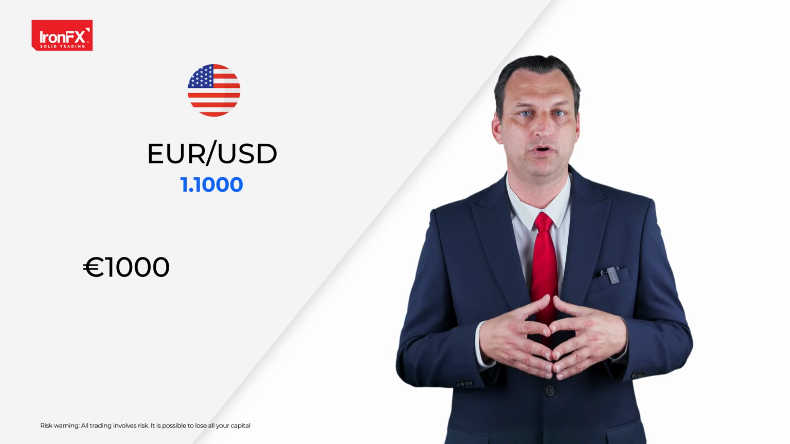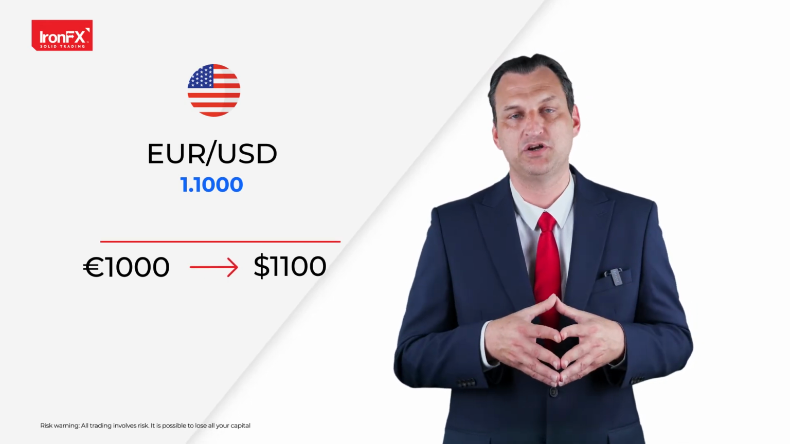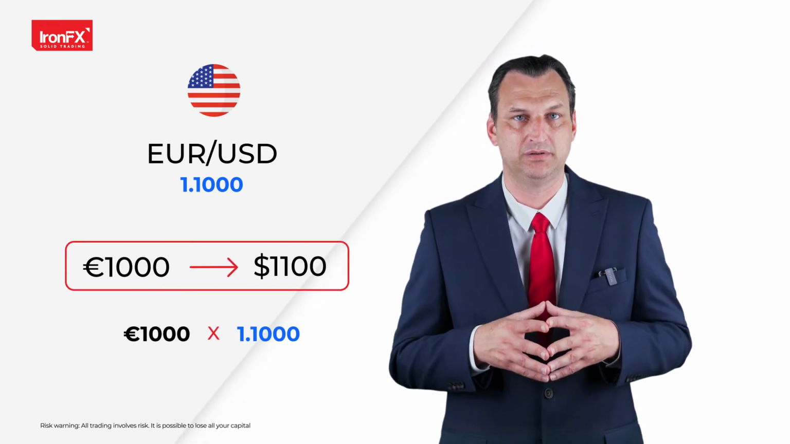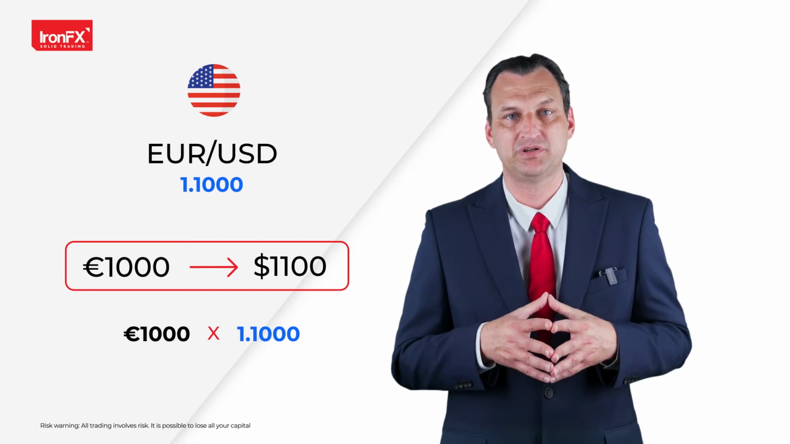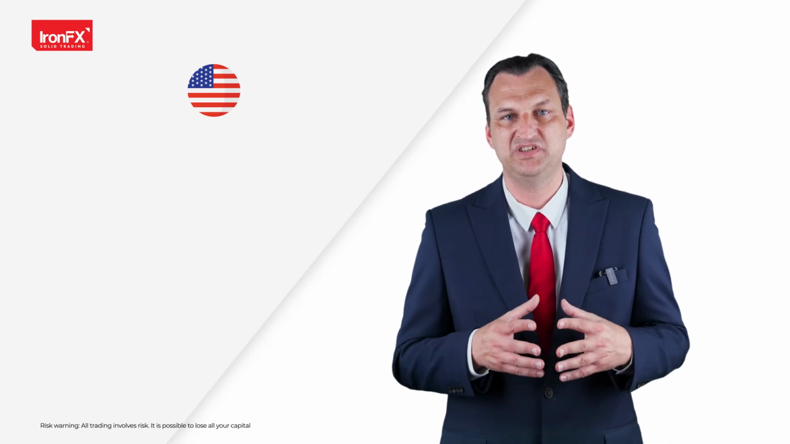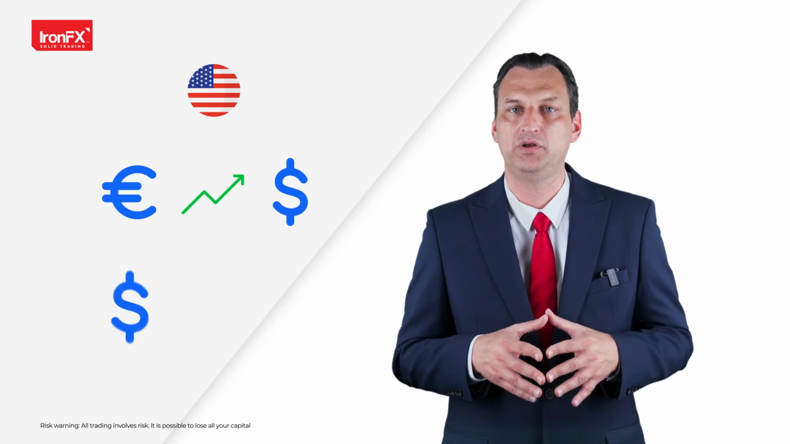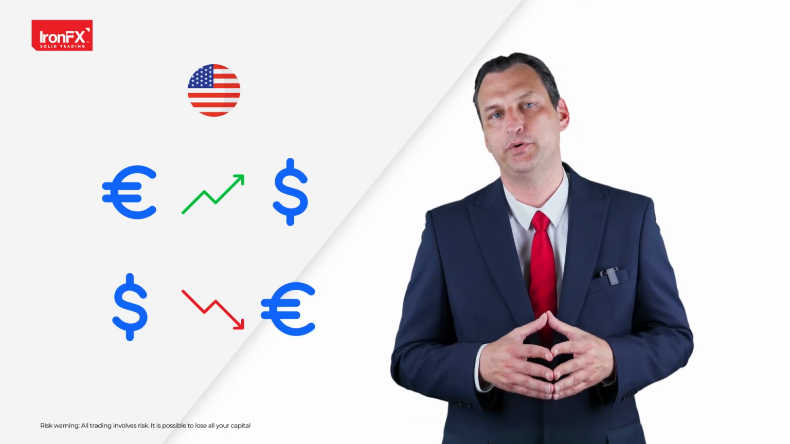Let's say that the following year, Euro USD is at 1.10. Now 1,000 euros buys you 1,100 US dollars. That would be 1,000 euros times 1.10, the exchange rate. With the same amount of euros, I get more US dollars. This means the euro appreciated relative to the US dollar, or the US dollar depreciated against the euro.